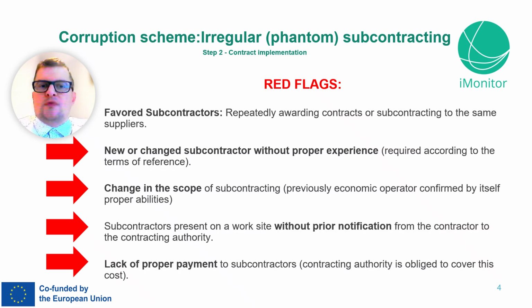Change in the scope of subcontracting. If a contractor originally confirmed they had the ability to perform the work themselves, but later shifts large parts of the job to subcontractors, that's suspicious. It can mean the contractor overstated their capacity just to win the bid, and now they are outsourcing in ways that weren't transparent.